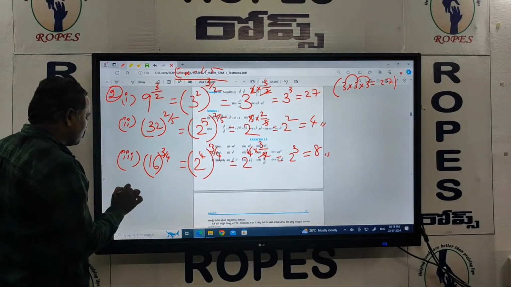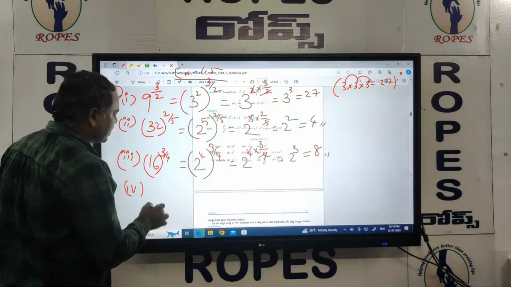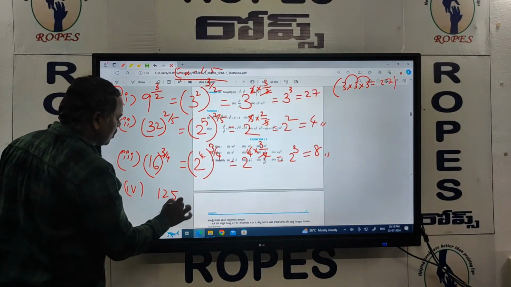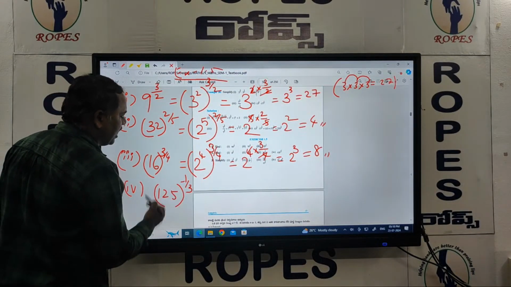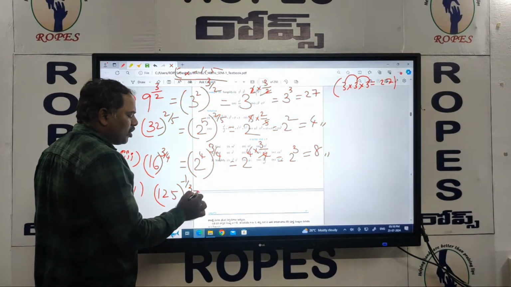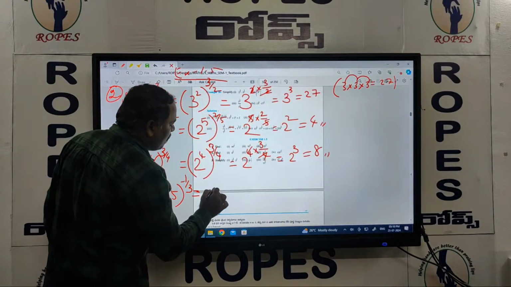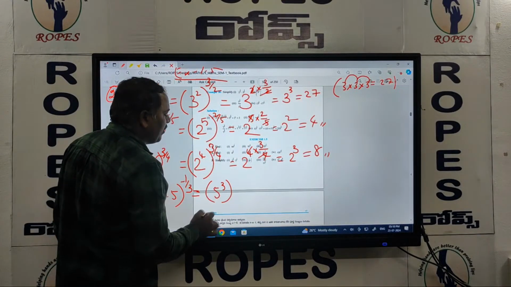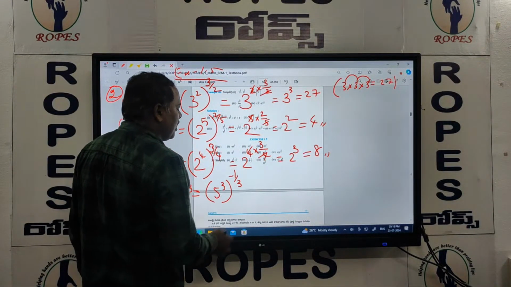Next, this is the fourth one. It is a somewhat confusing question, so all of you listen carefully. 125 power minus 1 by 3. 125 we can write as (5 cube) whole power minus 1 by 3.